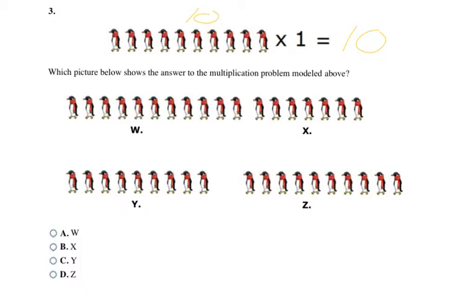So it's not W. Then you count X, 1, 2, 3, 4, 5, 6, 7. That's not 10, so it's not X. Then you count up Y, 1, 2, 3, 4, 5, 6, 7, 8, 9. That's not 10, so it's not Y. Then we're hoping Z gives us 10. So 1, 2, 3, 4, 5, 6, 7, 8, 9, 10. That is 10, and that's what we're looking for because we started with 10. We need to end with 10 because it's multiplied by 1. So our final answer here is D.